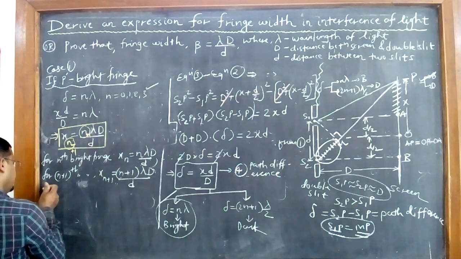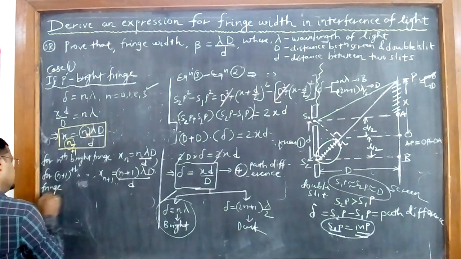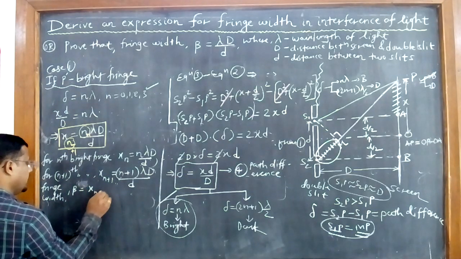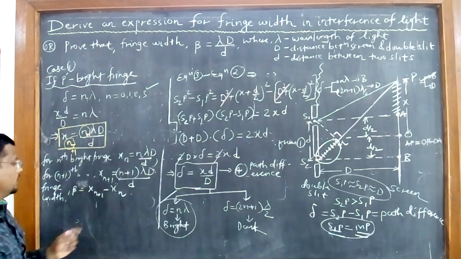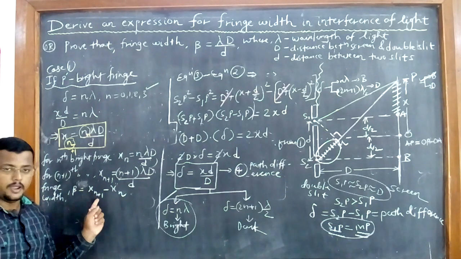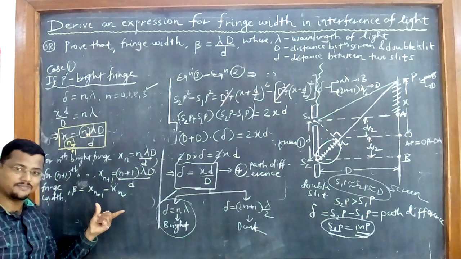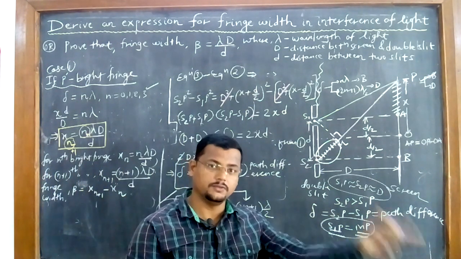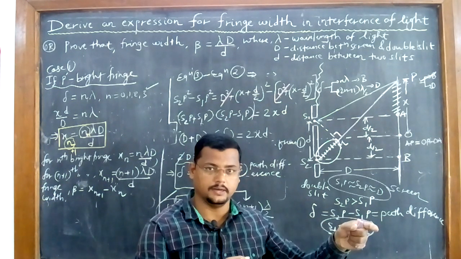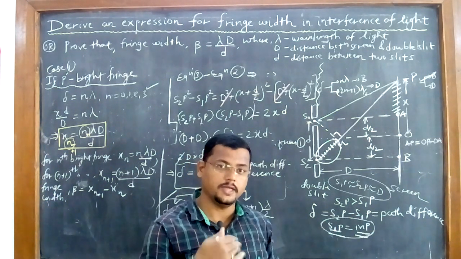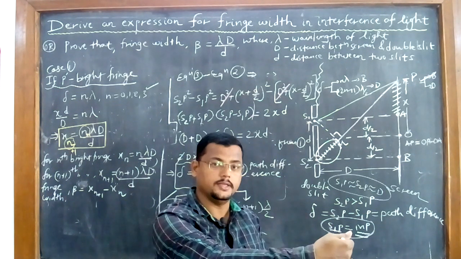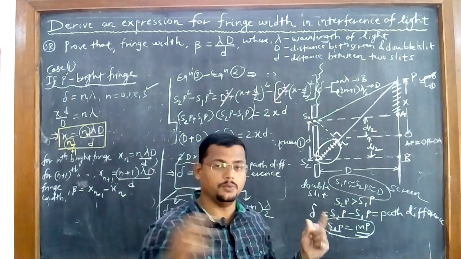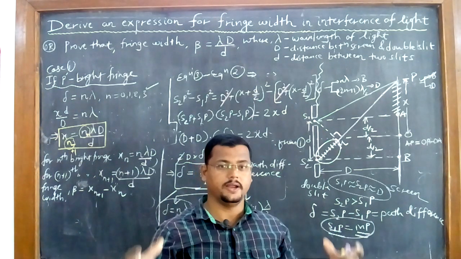Now we know the fringe width is beta. It is equal to the distance between any two successive bright fringes. The distances xn plus 1 and xn are of successive bright fringes, because the nth fringe and the n plus 1th fringe are successive bright fringes here. What is the distance of the n plus 1th bright fringe? xn plus 1. What is the distance of the nth bright fringe from the center of the screen? xn. So xn plus 1 minus xn will give me the distance between any two successive bright fringes.